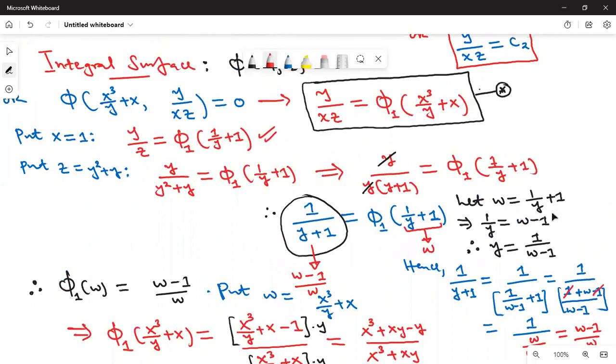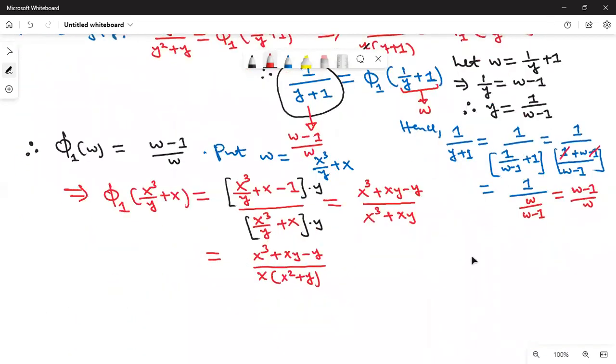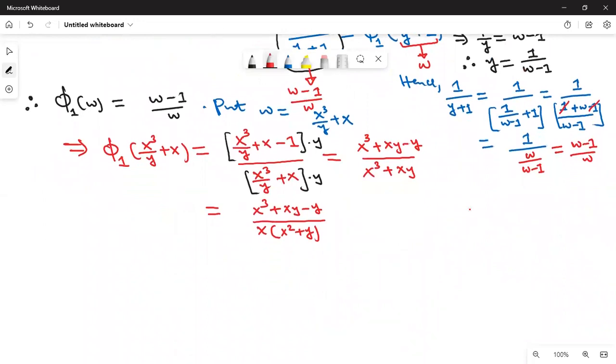So we now know phi1 of x cubed over y plus x. And we said equation star is our required integral surface, as long as we know the arbitrary function phi1 of x cubed over y plus x. Now that we have found it, we are going to replace that in equation star. So you can say, therefore, equation star becomes, remember the left-hand side is y over xz.